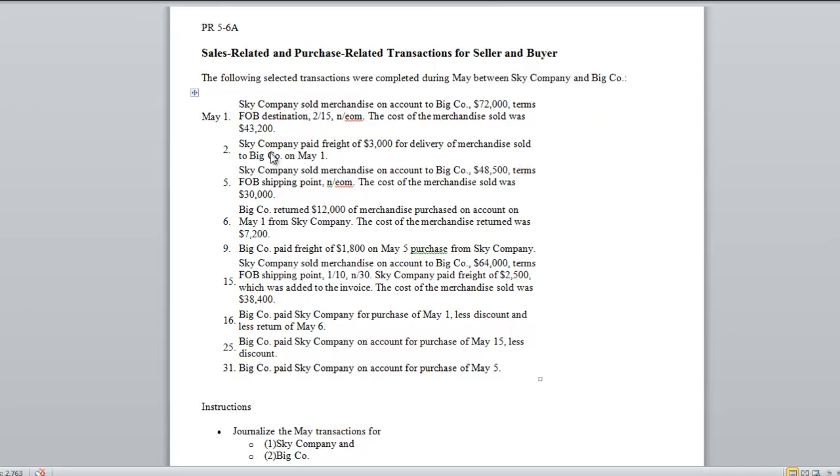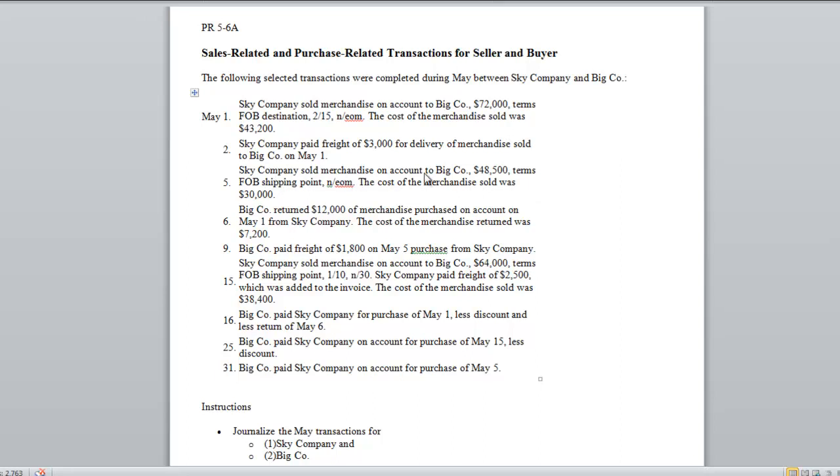On the second here, it says Sky Company paid the freight of $3,000 for delivery of merchandise sold to Big Company on May 1st. Okay, because it's FOB destination, that means that the seller typically pays for those charges, and thus there's no entry needed for us as the buyer. However, we are going to need to make an entry for what takes place on the 5th of May.